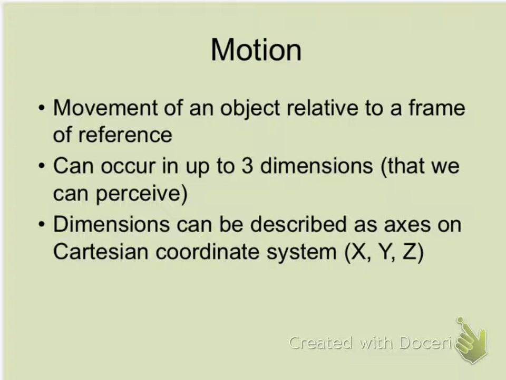So the motion that we describe can happen in up to 3 dimensions. We actually are said to live in 4 dimensions, the 4th being time, which we perceive, but we don't perceive it spatially. The motion that we're usually describing does happen in 3. And we describe them on a Cartesian coordinate system.